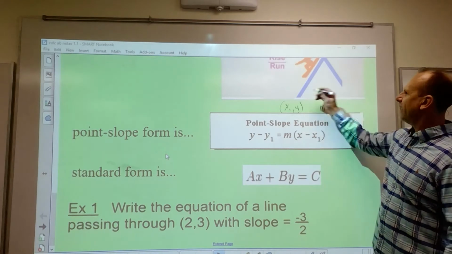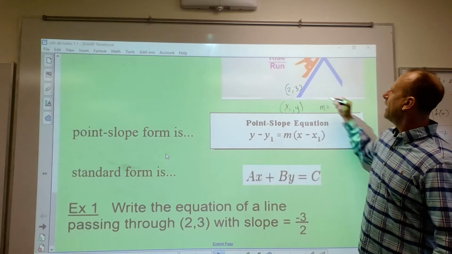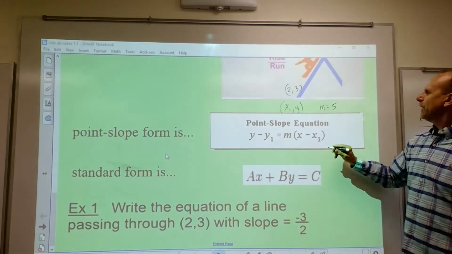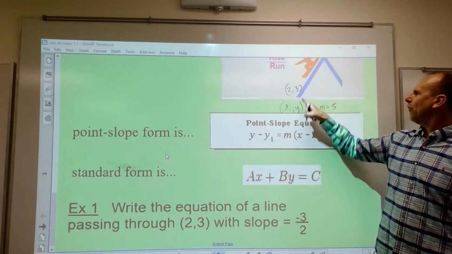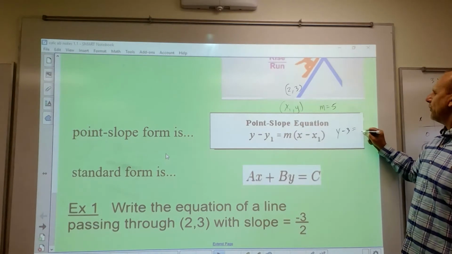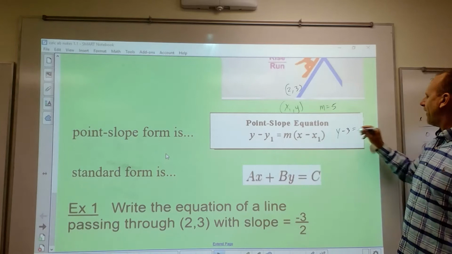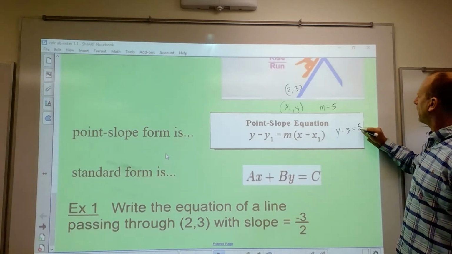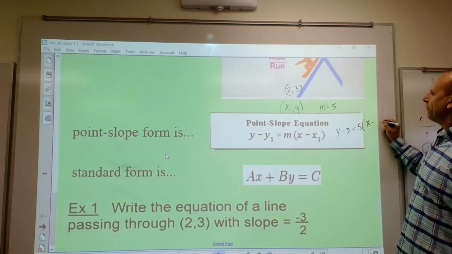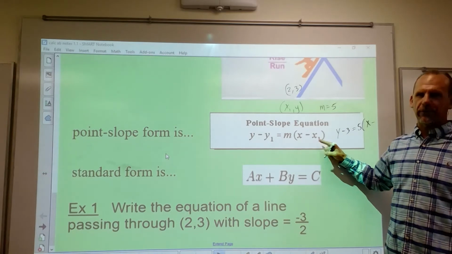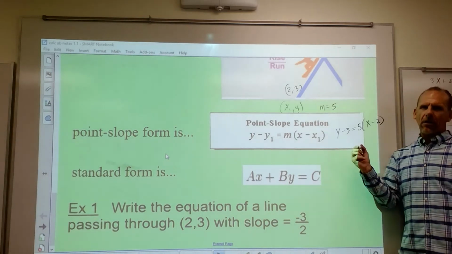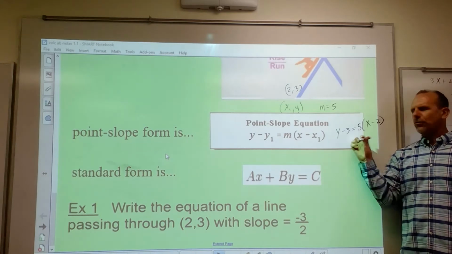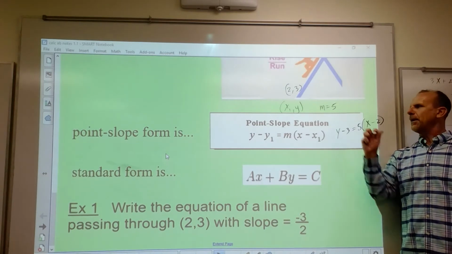Let's just say this was 2, 3, and the slope was 5. You would write Y minus the Y coordinate, which is 3, equals M, which is 5, times X minus the X coordinate, which is 2. And that's it. In calc, especially on my test, you can leave your answer like this in point slope form.